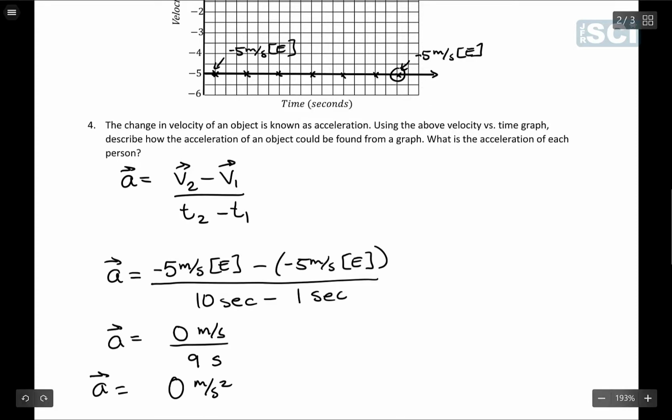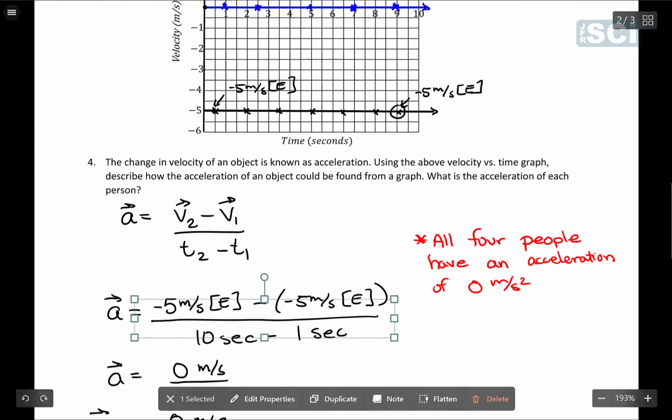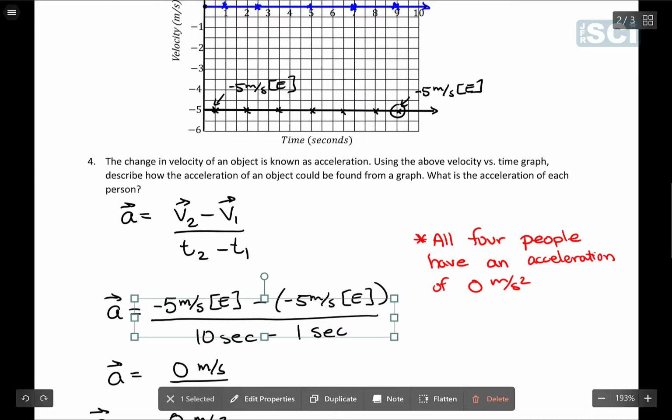Okay, so all four people have an acceleration of 0 meters per second squared. Okay, now, so what have we just discussed here?